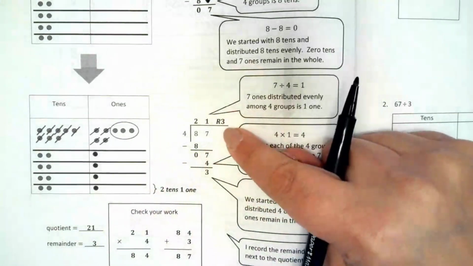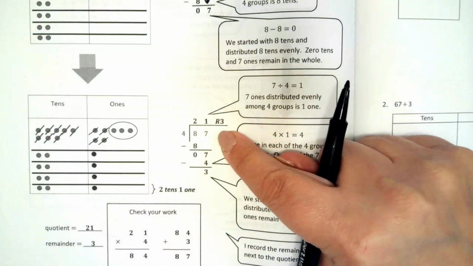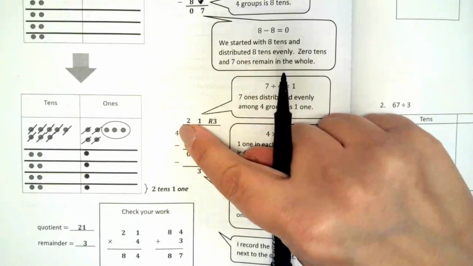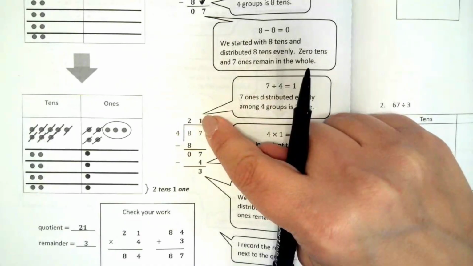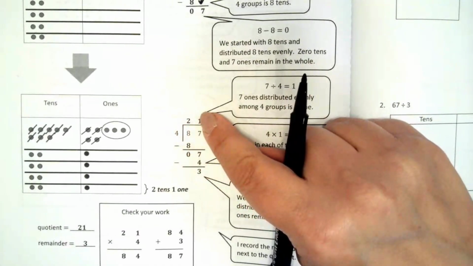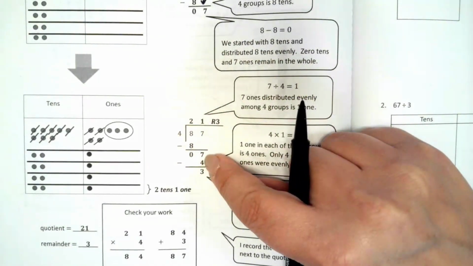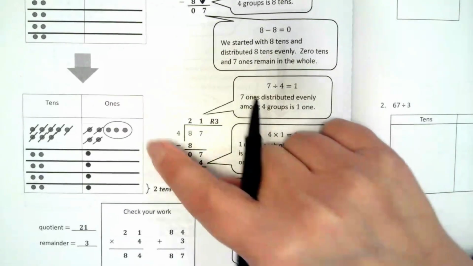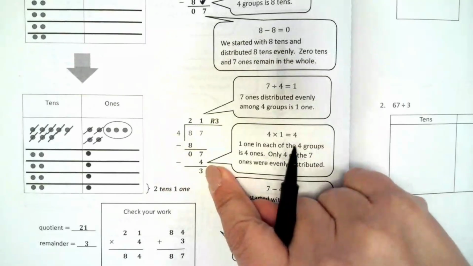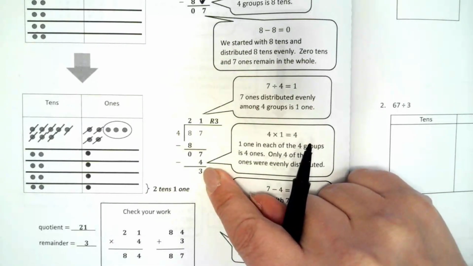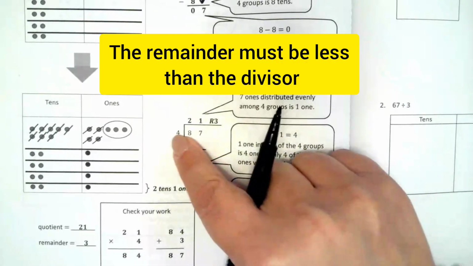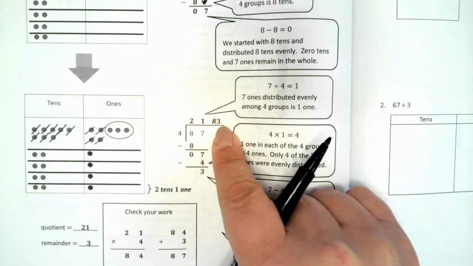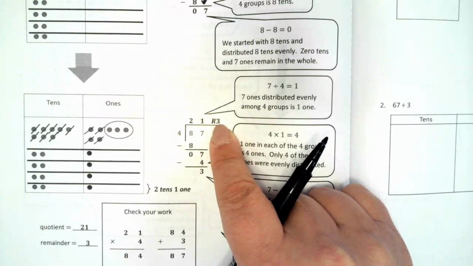Now let's look at what it looks like on the algorithm. So we're on the 7 ones here. Divided by 4 is 1 in each group. 4 times 1 is 4. So we subtract that from the 7. 7 minus 4 equals 3. That's what we had left over. Now 3 is the remainder. 3 can be the remainder because it's less than the divisor. 3 is less than 4. So then we write remainder 3, R3 up here at the top.